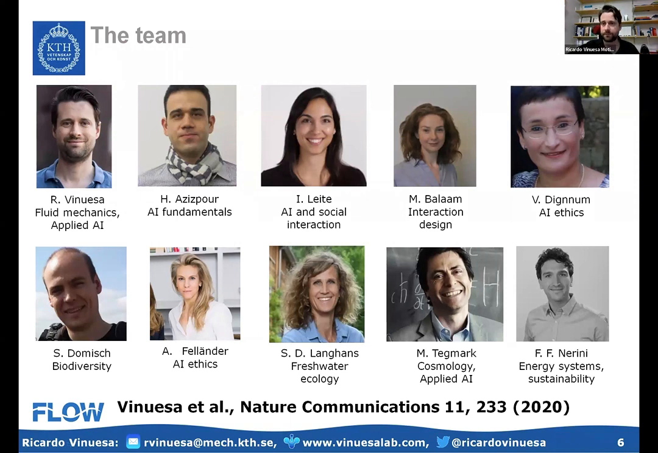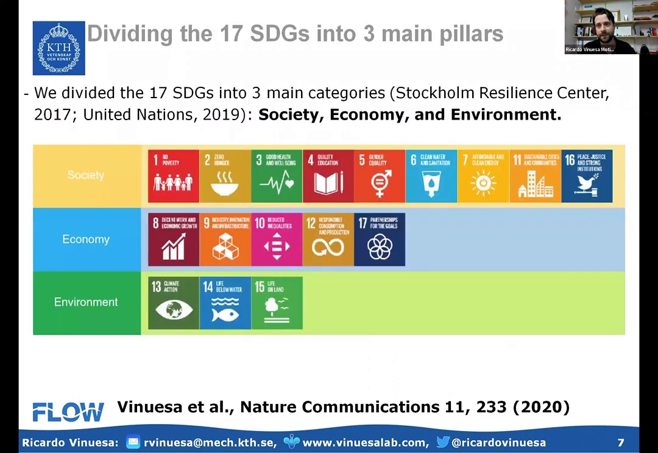You can have a look at the team, which spans a very wide range of researchers, experts in applied AI, fundamental AI, social interaction, ethics, economy, biodiversity, and also sustainability and energy systems. So you can really see the very broad range of areas that we cover, which of course matches the range of areas in the 17 SDGs. The first thing that we did was to divide the 17 SDGs into three main areas, having to do with society, with the economy, and with the environment. This is a quite standard classification, so that we can make the analysis more broadly within these three areas that we have identified.